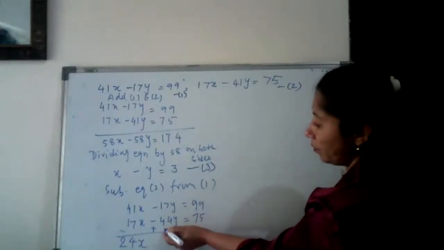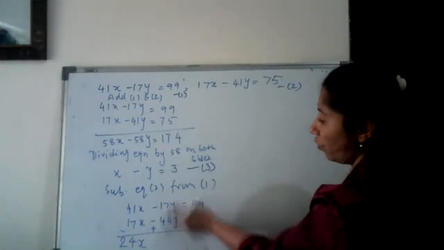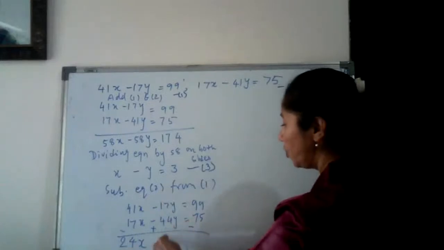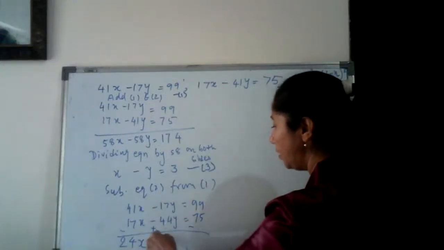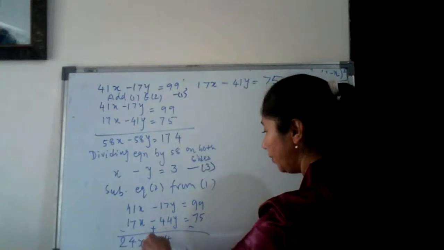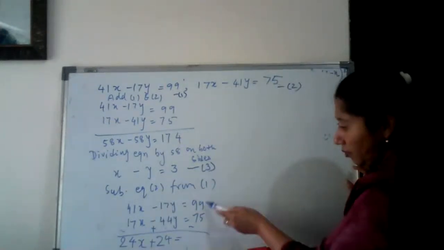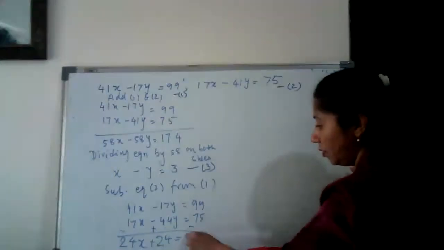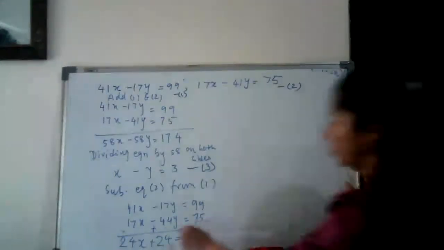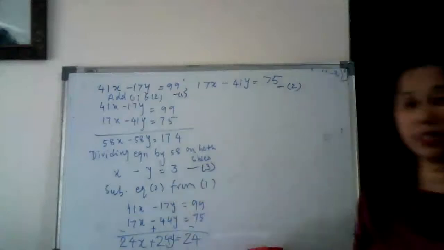Similarly here, 1 negative, 1 positive. So 14 minus 7. So you get the same, this is 24. Am I right? Is it clear to you?